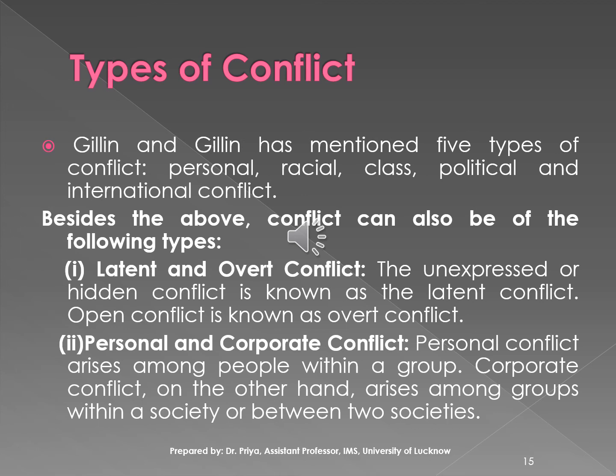The second type of conflict is called the personal or the corporate conflict. Personal conflict arises among people within a group. It occurs due to the various personal motives like hostility, envy, etc. Corporate conflict, on the other hand, arises among groups within a society or between two societies, in both intergroup and intragroup conflict. For example, racial rights, communal rights, war between nations, labor management conflicts are the examples of the corporate conflict.